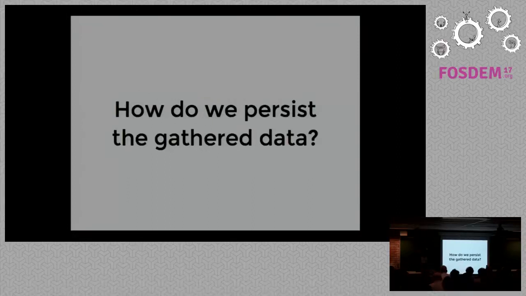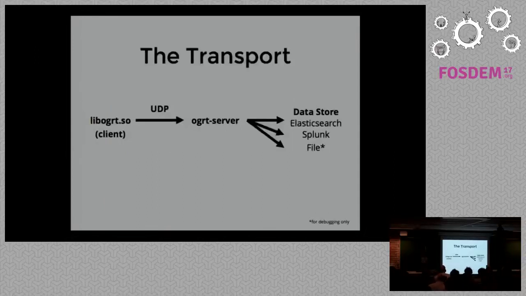And now is the question, that's a lot of data. How do you persist that? How do you make sure that gets somewhere where you can use it? So there is a transport, which is the server. So you have libogrt.so, which runs inside your program. It packages up all the data, like environment, shared objects, etc., in a UDP packet that it sends to the server. And the server then sends it to configurable outputs.